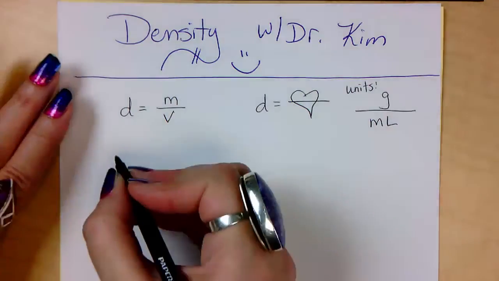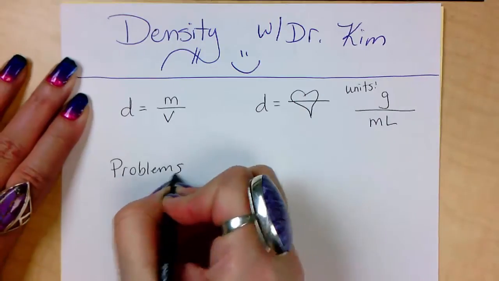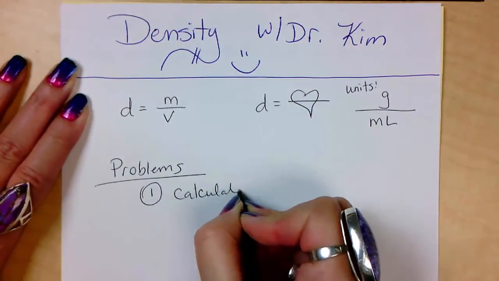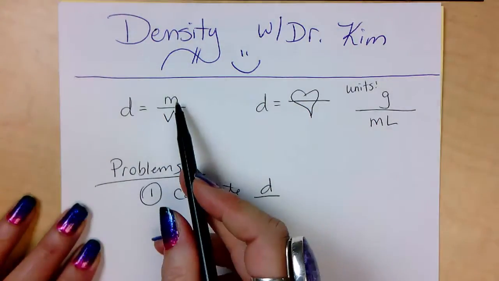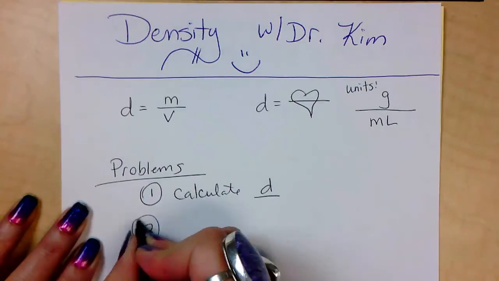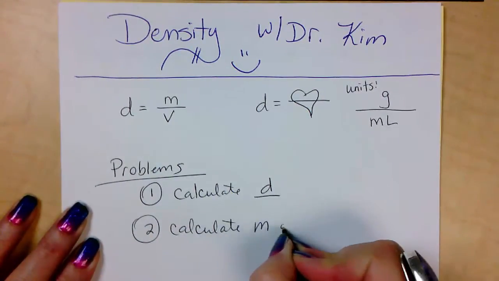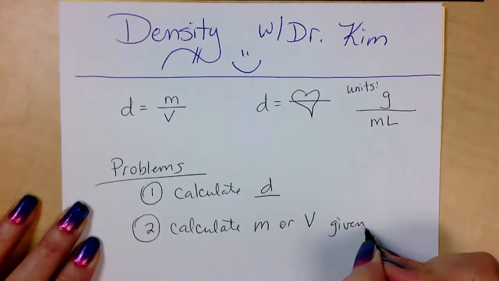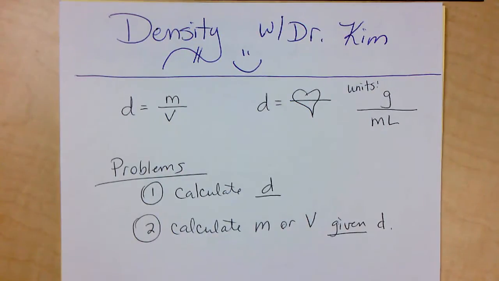There are basically two types of density problems. One is to calculate density itself. So that's pretty easy. All you have to do is divide mass by volume. The second one is to calculate mass or volume, and you are given the density. That's a little bit harder problem, and we're going to do an example of each right now.